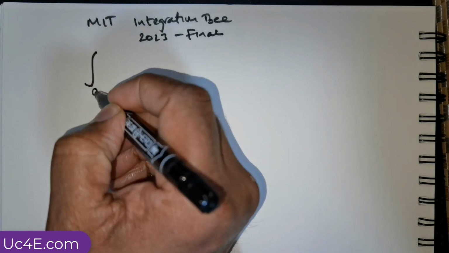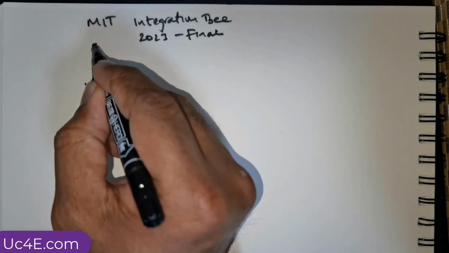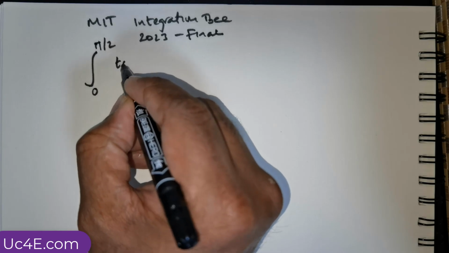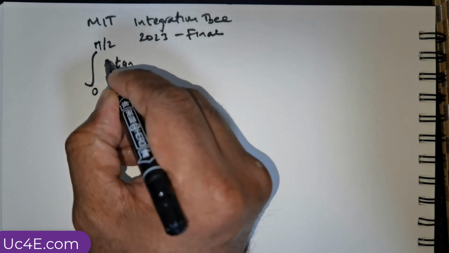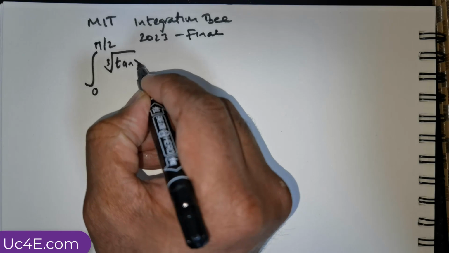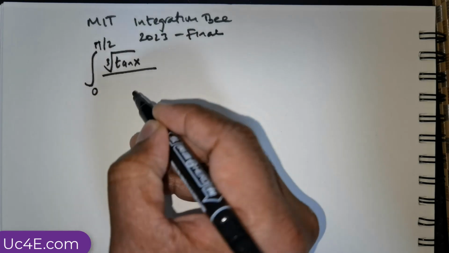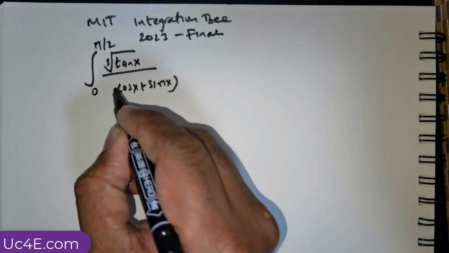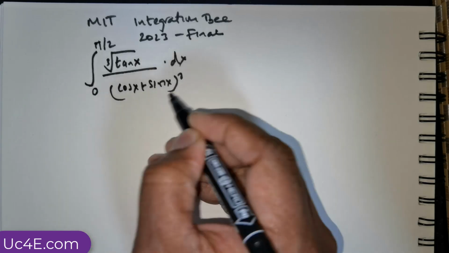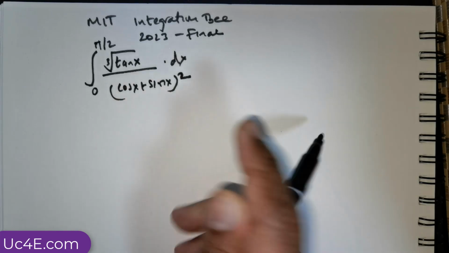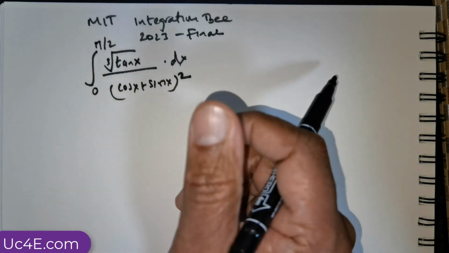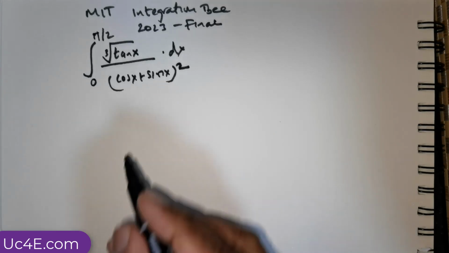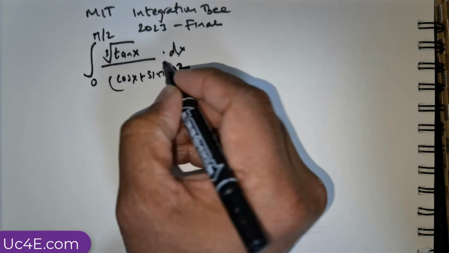They are expected to integrate the integral from 0 to pi over 2 of the third root of tan x divided by cos x plus sin x, raised to the power of 2, dx. This is a very challenging integral, and I am going to show you how this is done.